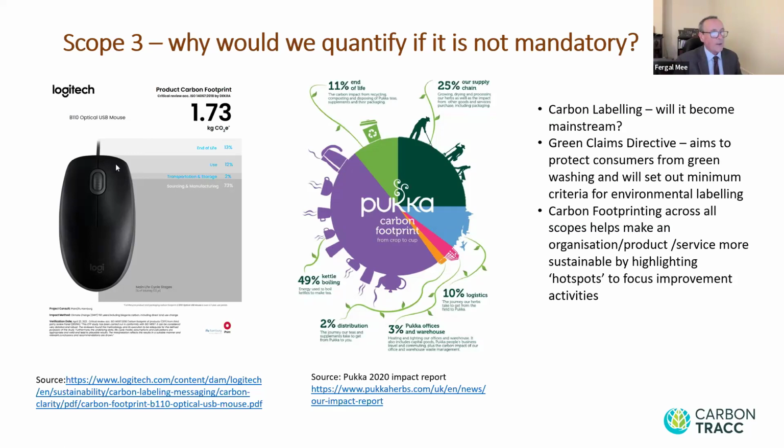Carbon labeling, carbon footprinting across all scopes helps make our organization, our product, our service, more sustainable by highlighting areas for special attention. We should try and pick the low-hanging fruit first, as they say, because the last 10% of emission reductions are going to be the hardest to achieve. But at least if we measure what we're doing and where we're doing it, we can identify, as the slide says, the hot spots which we need to address.